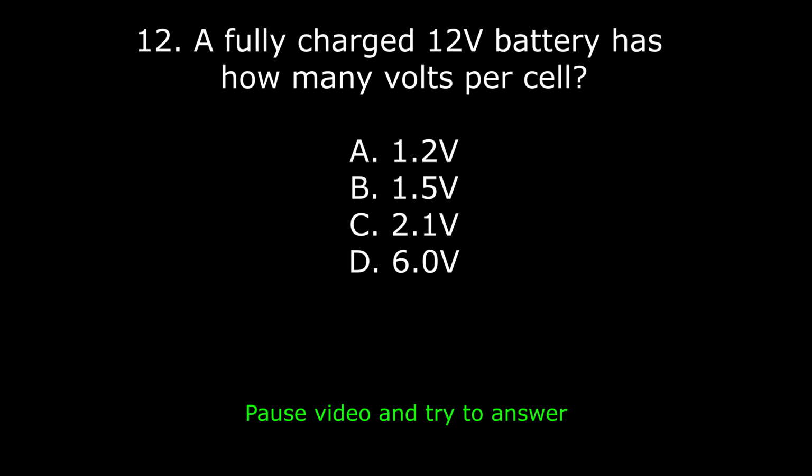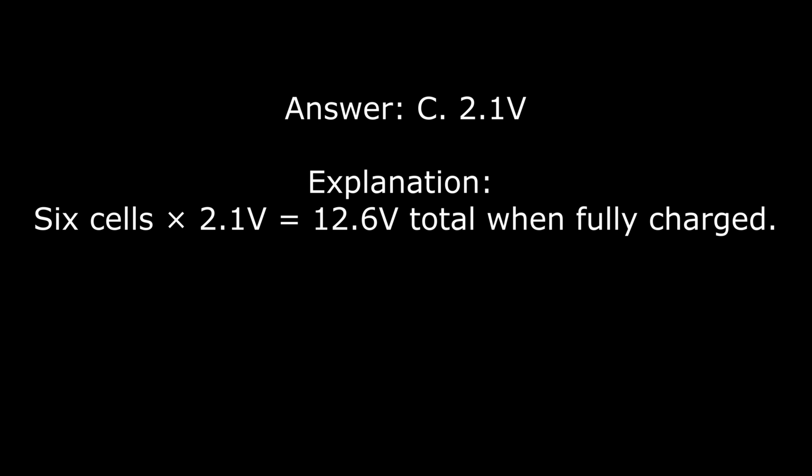12. A fully charged 12-volt battery has how many volts per cell? A. 1.2 volts. B. 1.5 volts. C. 2.1 volts. D. 6.0 volts. Answer: C. 2.1 volts. Explanation: 6 cells times 2.1 volts equals 12.6 volts total when fully charged.